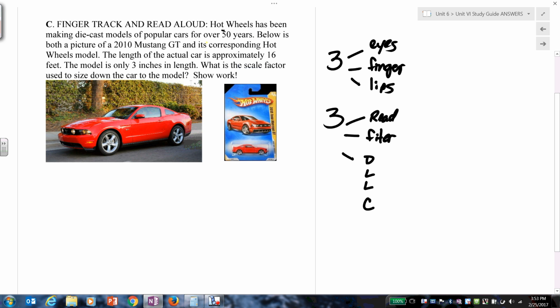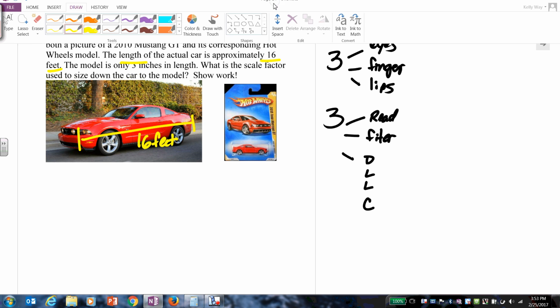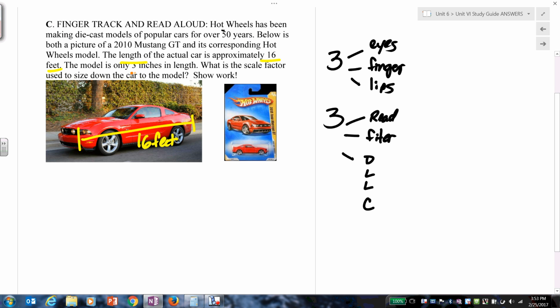Hot Wheels has been making die-cast models. Below is a picture of the 2010 Mustang with corresponding Hot Wheels. The length of the actual car is 16 feet. So 16 feet, underline. Don't forget the units. But the model is only 3 inches in length.